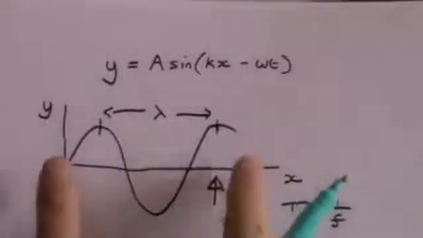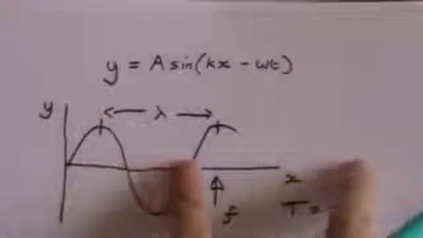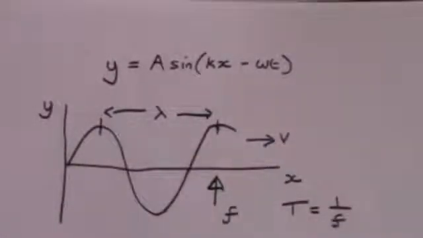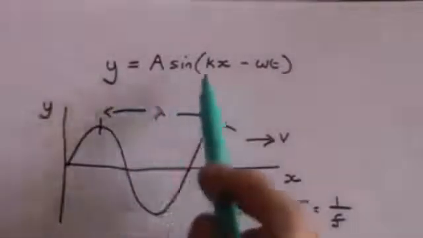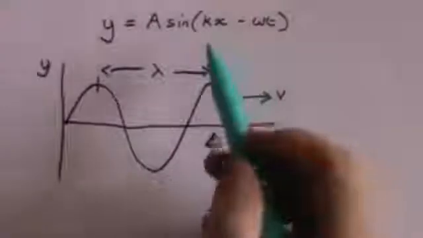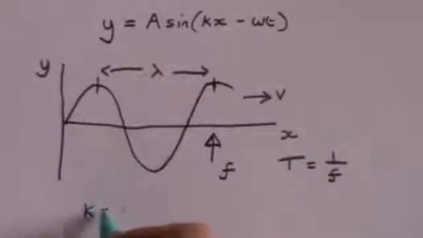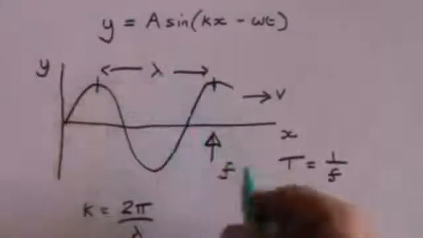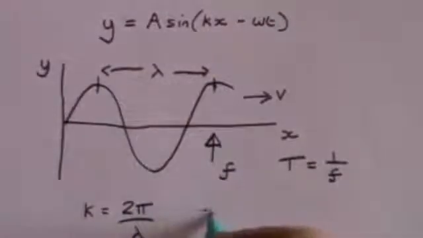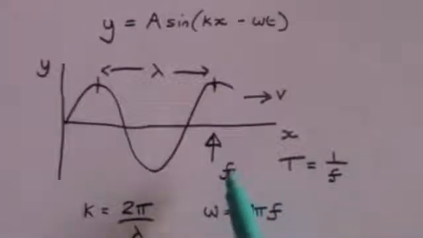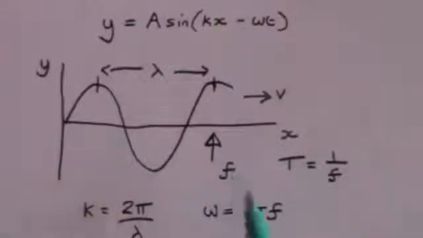And finally, as I said, this entire wave is moving to the right in this way, and it is travelling at a velocity v. And we will be able to calculate the velocity in just a moment. Now this formula, we shall see, tells you everything you need to know about this wave. k in the formula is equal to 2 pi over lambda, where lambda is the wavelength. And omega in the formula is equal to 2 pi times the frequency, where frequency is the number of waves passing a fixed point every second.